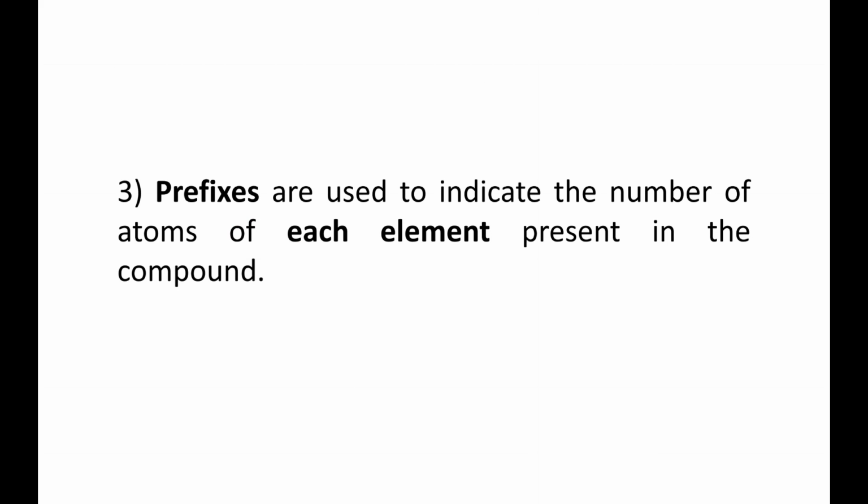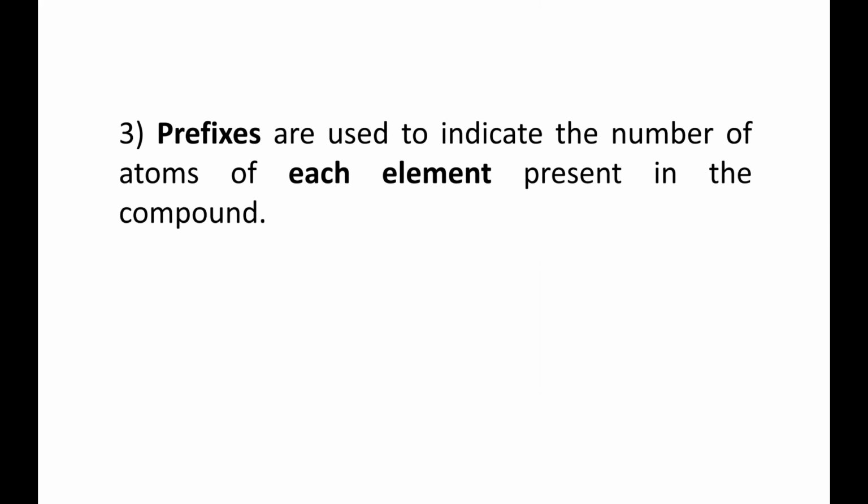Now prefixes are used to indicate the number of atoms of each element, each one. So you're going to use 2 prefixes because there's 2 elements. Binary means 2. So there's the first element and the second element. So you're going to use a prefix for both of them.